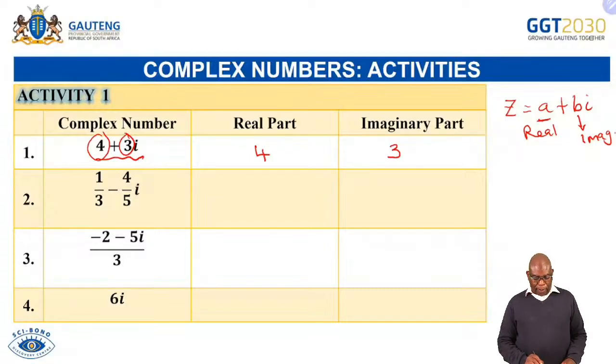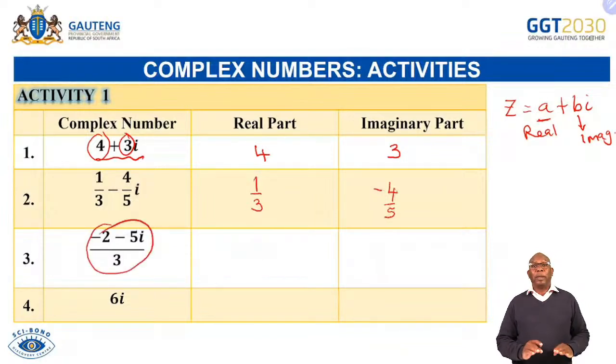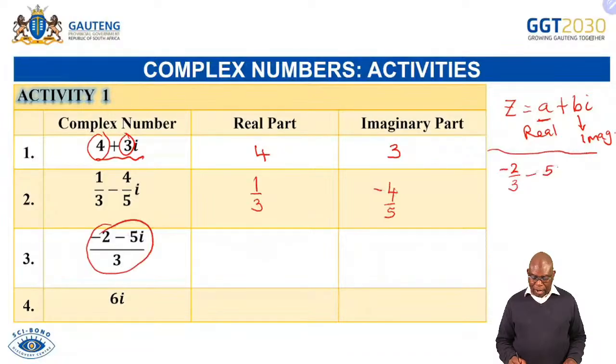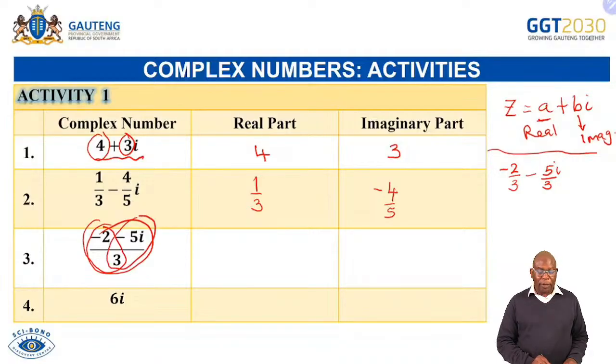Now, in this case, that one is quite easy. It's going to be 1 over 3. The other one will be minus 4 over 5. All right? On the third one, a tricky one here, what should we do? We must divide those two. So in other words, I'm going to have minus 2 over 3 minus 5i over 3. Because that 3 there is for the minus 2 and it's also for that. So which means that that will be minus 2 over 3. The other one will be negative 5 over 3.